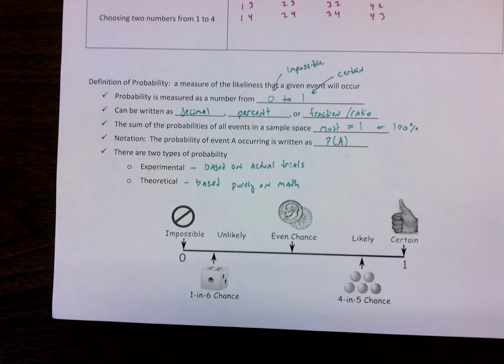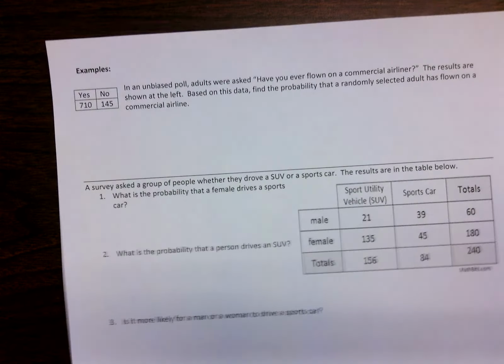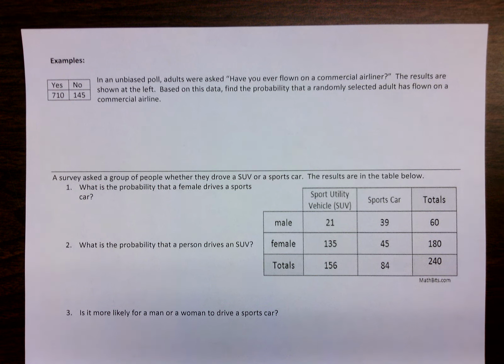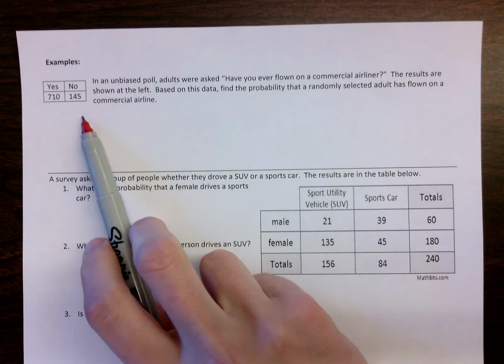For right now, we are going to look at mostly experimental probability today. Then we'll look at some theoretical probability for the most part this chapter. But today we're just going to look at some experimental probability. So let's look at this one. In an unbiased poll, adults were asked, have you ever flown in a commercial airliner? And these are their results.